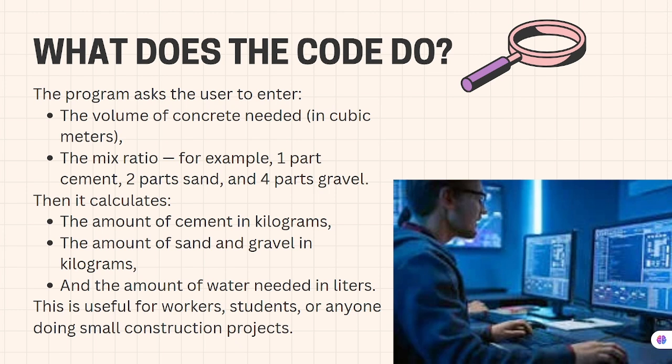The next one is, what does the code do? This program is designed to help users easily calculate the materials needed for a concrete mix. It starts by asking for two main inputs, which are the volume of concrete required in cubic meters and the mix ratio, such as 1 part cement, 2 parts sand, and 4 parts gravel, for example. Based on these inputs and using standard engineering assumptions, the program calculates the estimated amount of cement, sand, and gravel in kilograms, as well as the amount of water in liters.